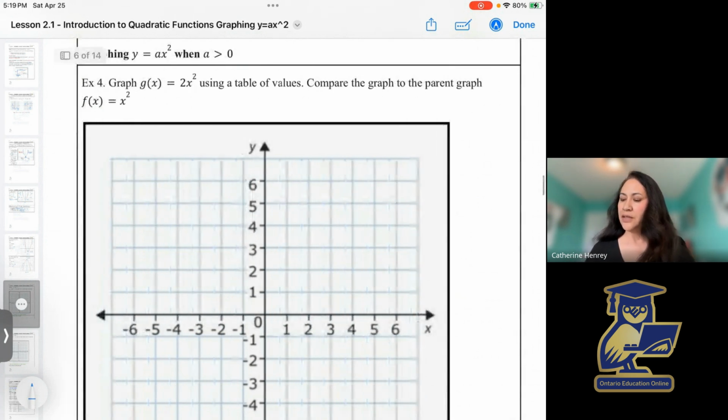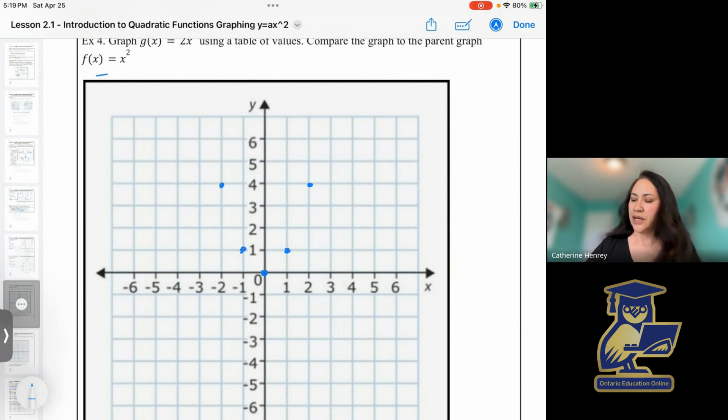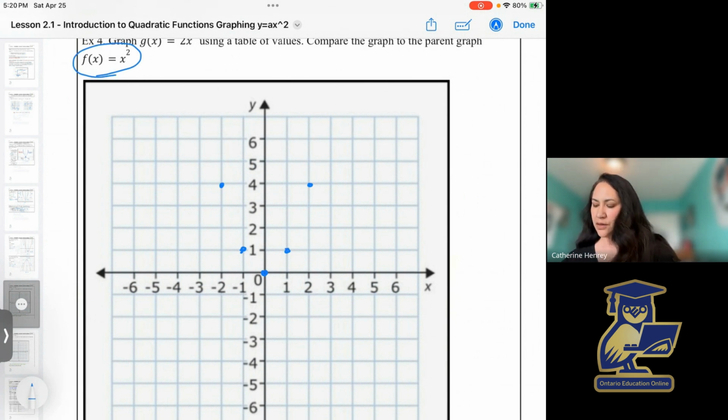All right, so in this example, we are going to graph g of x, which is equal to 2x squared, using a table of values and compare it to the parent graph of f of x equals x squared. I'm going to start by putting in the parent graph, which is (0, 0), (1, 1), (2, 4). And this is the basic parabola of y equals x squared, this first function. So here is our basic shape of our function.